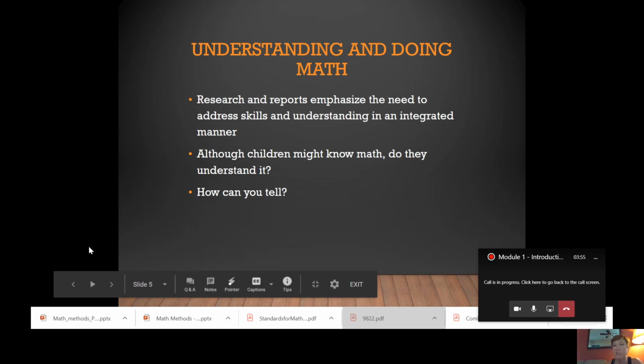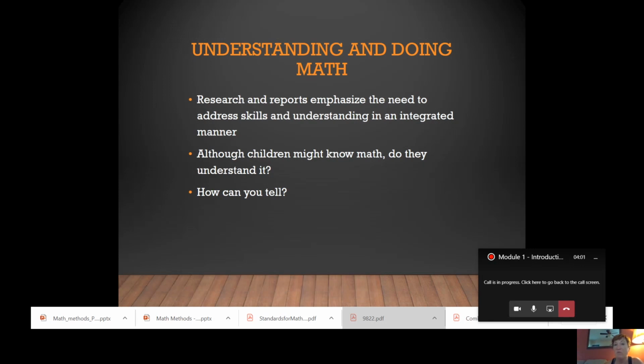So something else that I want you to consider is understanding and doing math. So research and reports emphasize the need to address skills and understanding in an integrated manner. Although children might know math, do they really understand it? You know, I'm sure you've all heard or been told or been asked to show your work. So the reason for this is, how will we know that they really understand it and get the process if they just give us the answer, right?